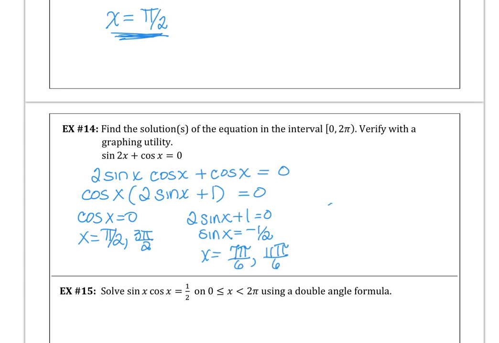So we have 4 possible angles where you would see an intersection, an x-intercept: pi over 2, 3 pi over 2, 7 pi over 6, and 11 pi over 6.